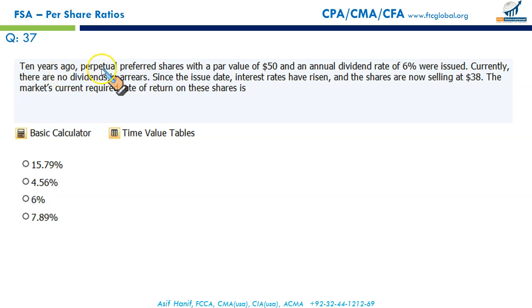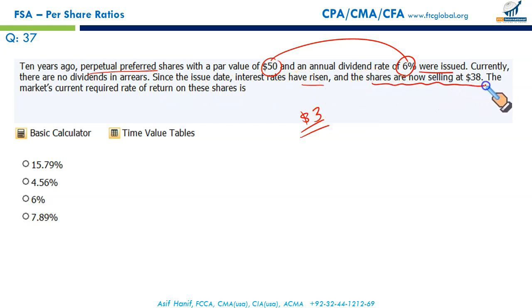10 years ago, perpetual preferred shares with a par value of $50 and an annual dividend rate of 6% were issued. Remember, perpetual preferred stock means it is not redeemable. This is the par. This is the rate at which the dividend will be paid. 50 times 6%, that's $3. So that is the annual dividend. Currently, there are no dividends in arrears. Since the issue date, interest rates have risen and the shares are now selling at 38.